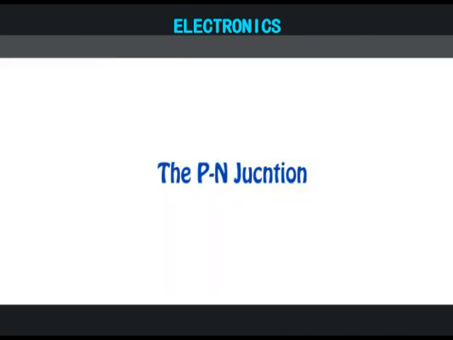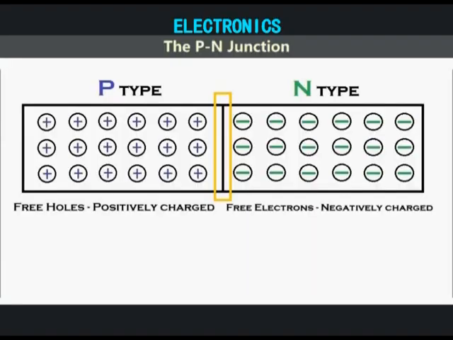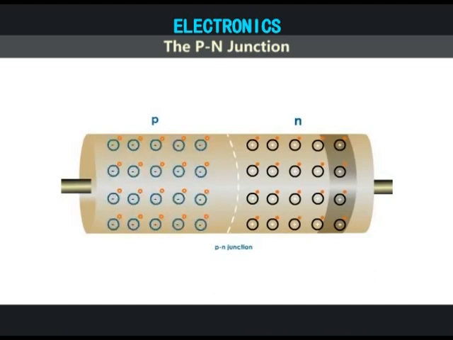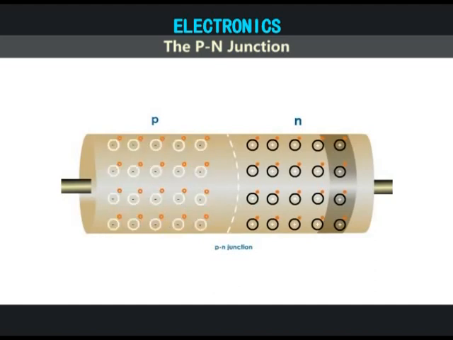The p-n junction. A p-n junction is an arrangement obtained when a p-type semiconductor is joined to an n-type semiconductor. This is a p-n junction. Immediately after it is formed, the p region contains mobile holes and negatively charged impurity ions which are fixed. The n region contains positively charged impurity ions which are fixed and mobile electrons.